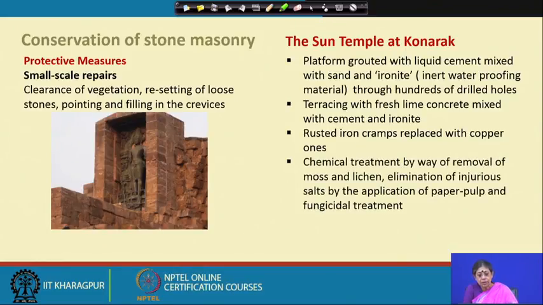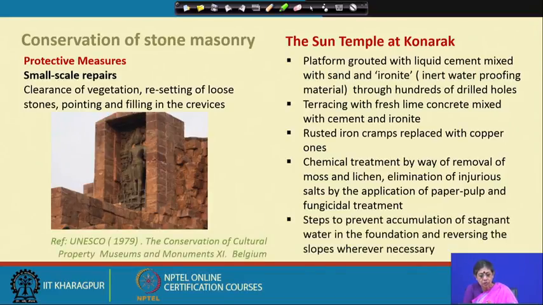And there was chemical treatment by way of removal of moss and lichen, and elimination of injurious salts which accumulate and come with the salt air. These injurious salts were treated by application of paper pulp, which we have already explained, and fungicidal treatment. Broadly, these were some of the measures taken by ASI, along with steps to prevent accumulation of stagnant water in the foundation and reversing the slope wherever necessary.